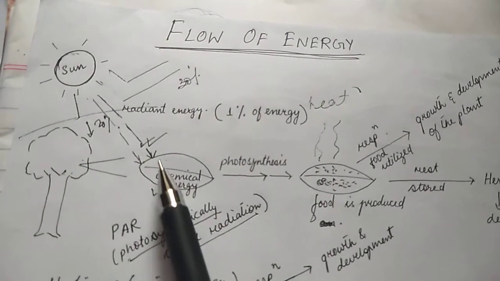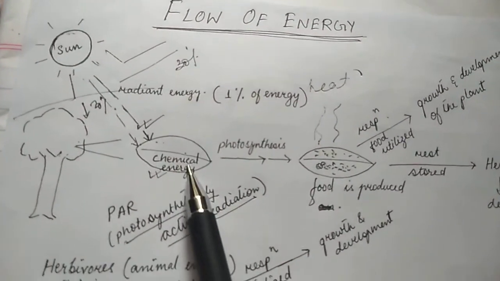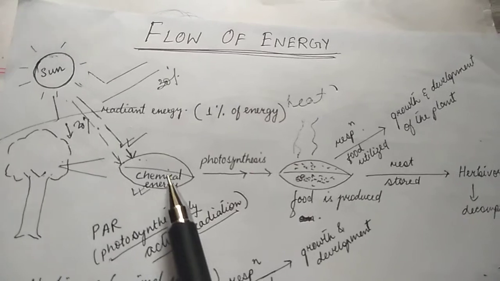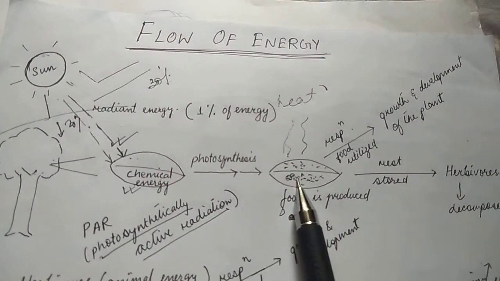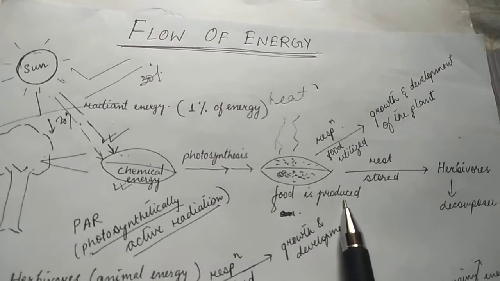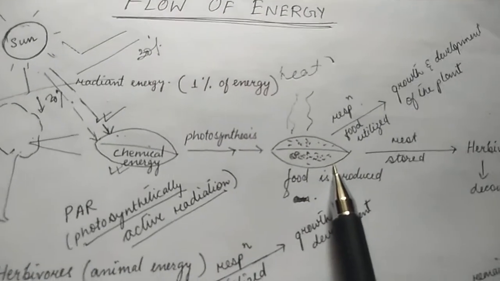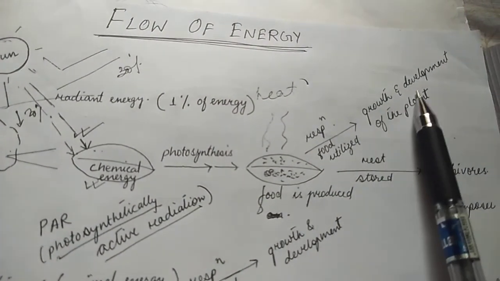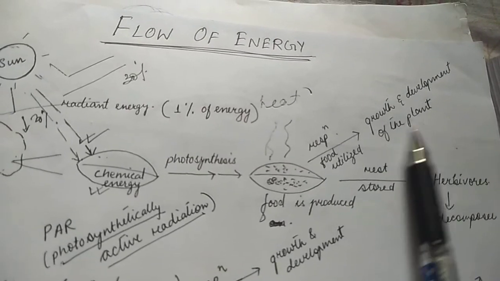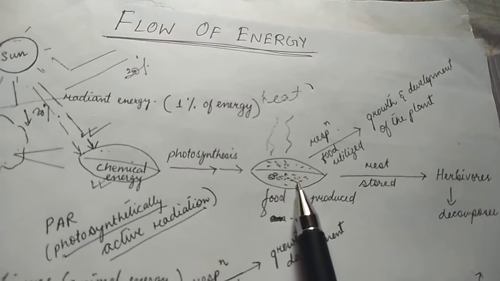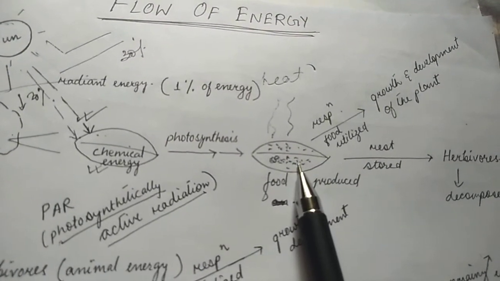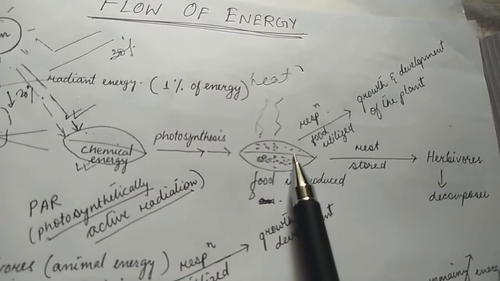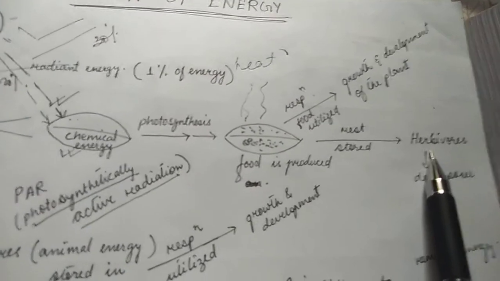The solar radiant energy, which is entrapped by the plants, is then converted into chemical energy. The chemical energy is then utilized by the plant for the preparation of food. The food prepared by the plant is utilized by the plant itself for its growth and development. The remaining food which is not utilized remains stored in the leaves. This stored food is then received by the herbivores on feeding.